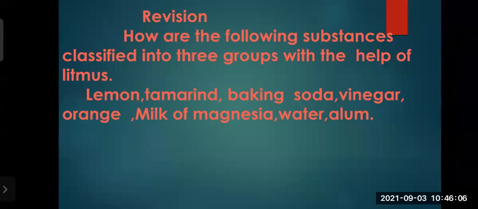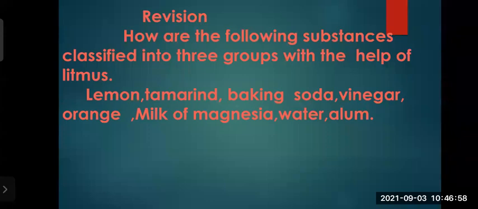So here the question is given like, how are the following substances classified into three groups with the help of litmus? Litmus means it is a paper, litmus paper. It is just one paper strip. So which are the substances given? I have written there: lemon, tamarind, baking soda, vinegar, orange, milk of magnesia, water, alum. These are the things, and we have to classify these things into different substances by using the litmus paper. How will we do this then?